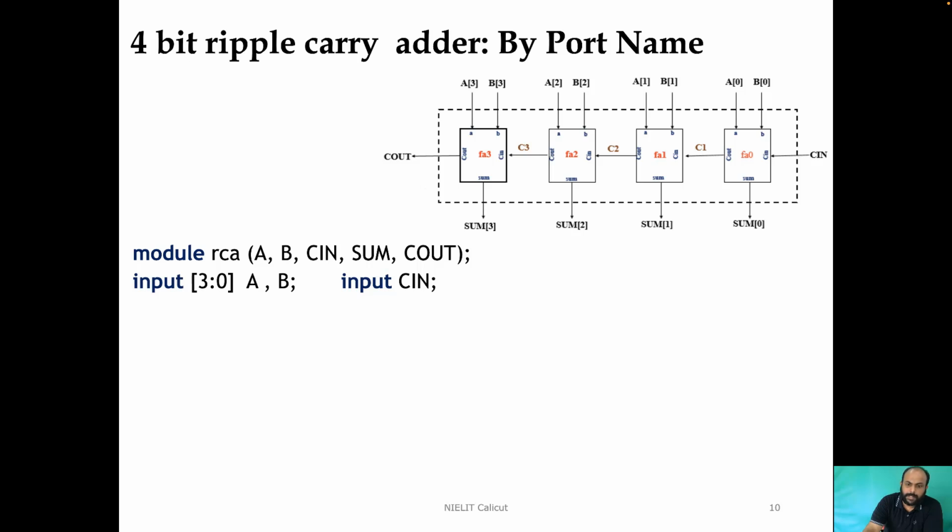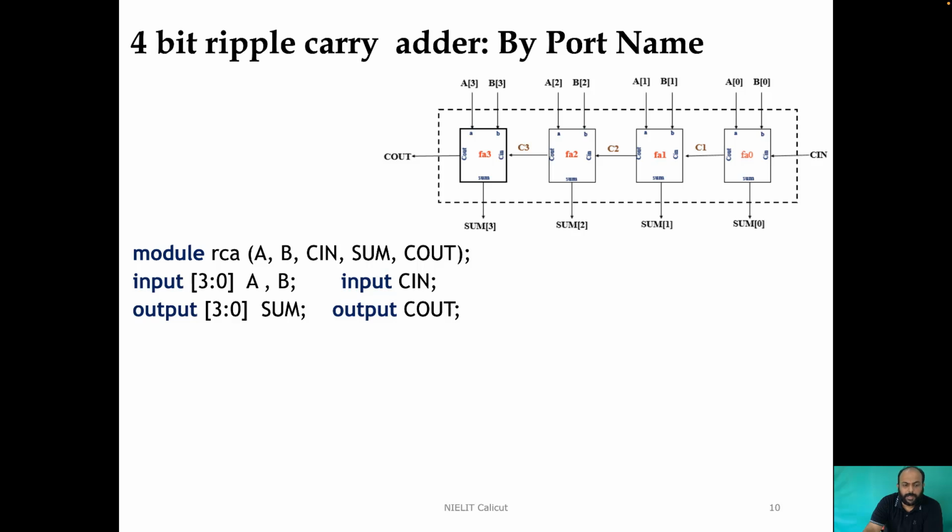The next step is sum is a 4-bit port and C out is also an output port but having 1 bit. So I have to declare it separately like this. Both are outputs, sum is 4-bit wide. Now having done the port declaration, I am good to write the module instantiation.